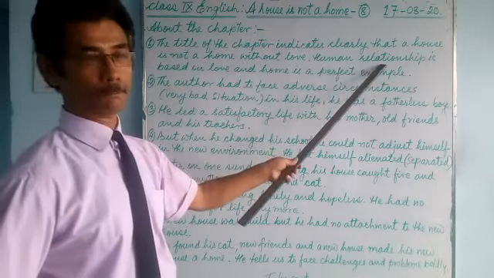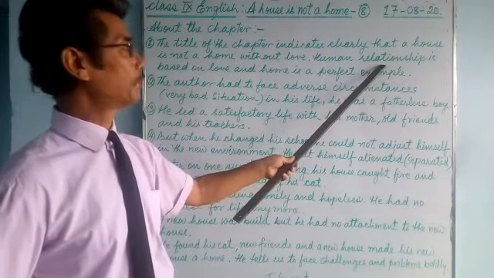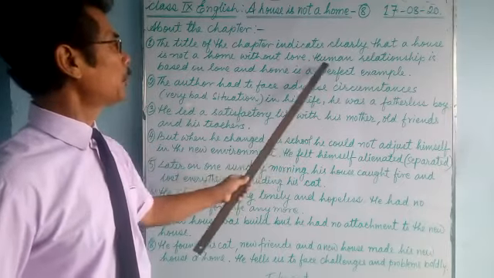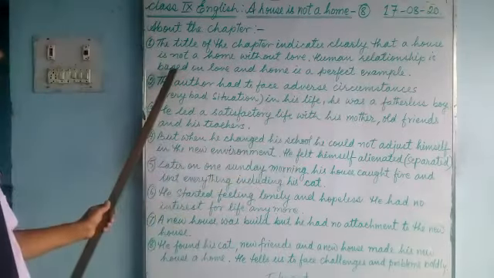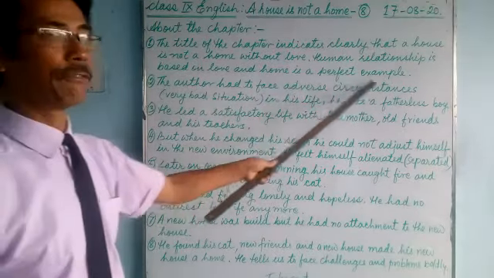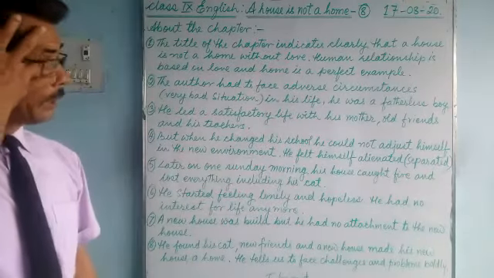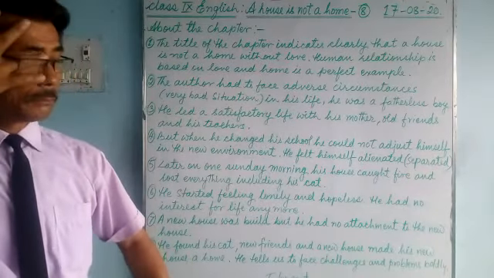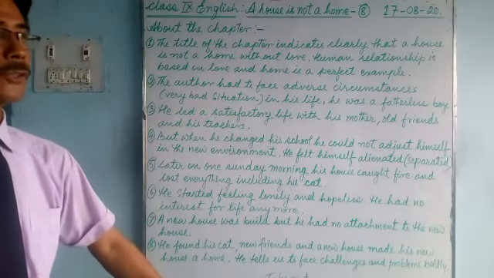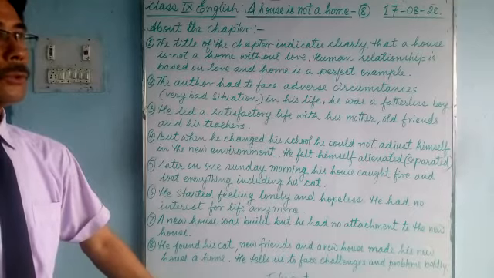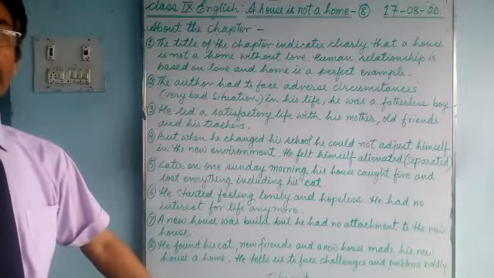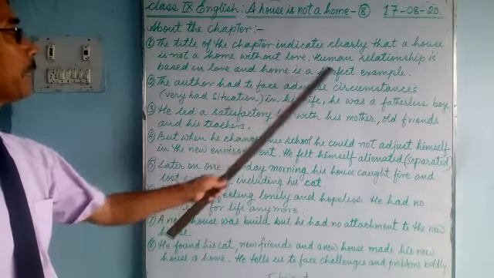Human relationship, we have relationship with our family members, with our friends and others. Human relationship is based on love, and home is a perfect example. We love our friends, we love our parents, we love our brothers and sisters. So the relationship is based on love. And home is a perfect example.